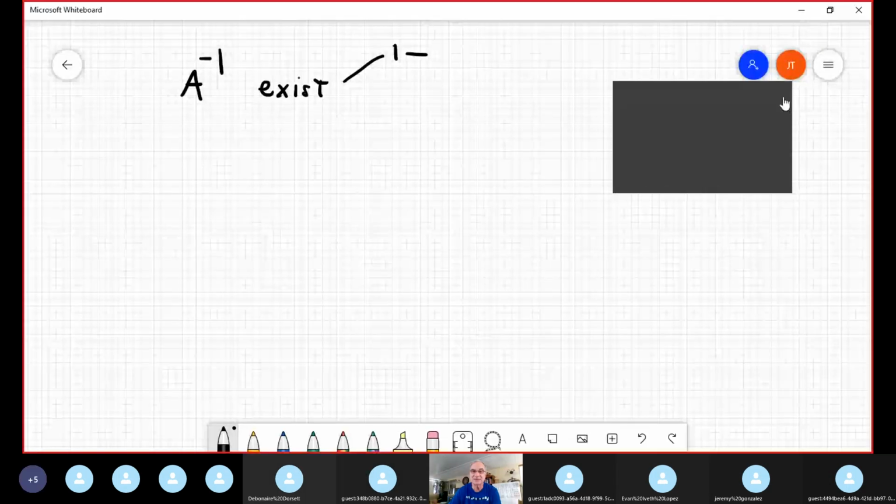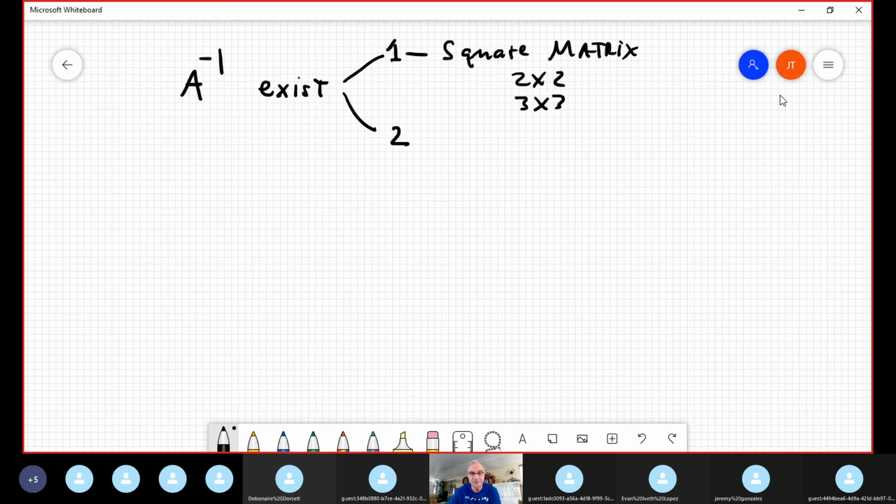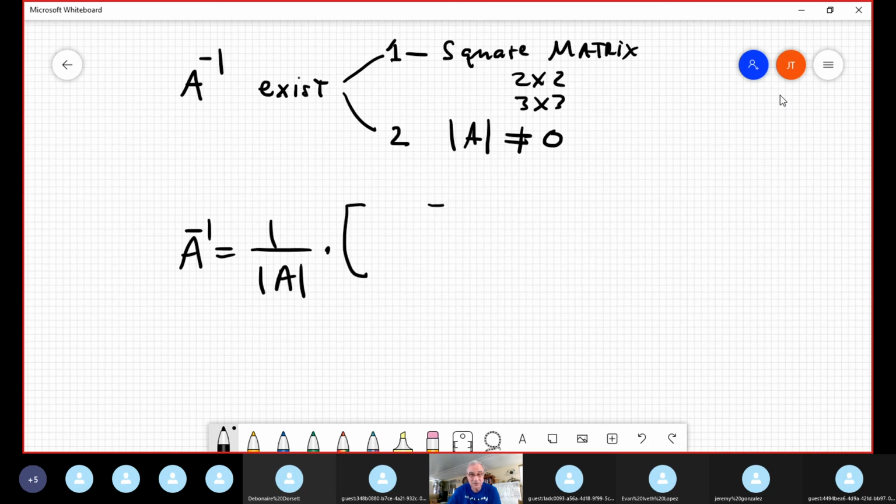the inverse matrix exists under two conditions. Number one condition is square matrix. Square matrix means 2 by 2, 3 by 3, impossible 3 by 4. And the second condition, determinant of A not 0. Because if the determinant of A is 0 it is division by 0. You see in the formula, this formula: the inverse matrix is equal to 1 over determinant of A, times a matrix.